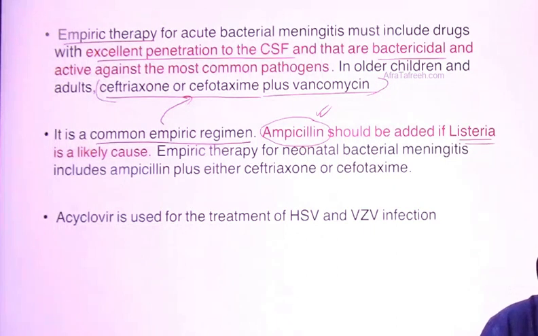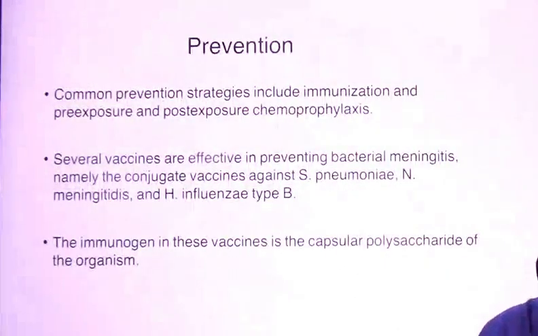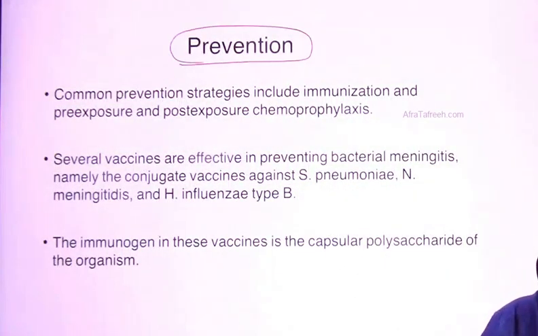Now the empiric therapy for neonatal bacterial meningitis also includes ampicillin, because neonatal meningitis includes Listeria, plus ceftriaxone or cefotaxime that can be used. Acyclovir is used for herpes simplex virus and varicella zoster infection also. Okay, the meningeal component.